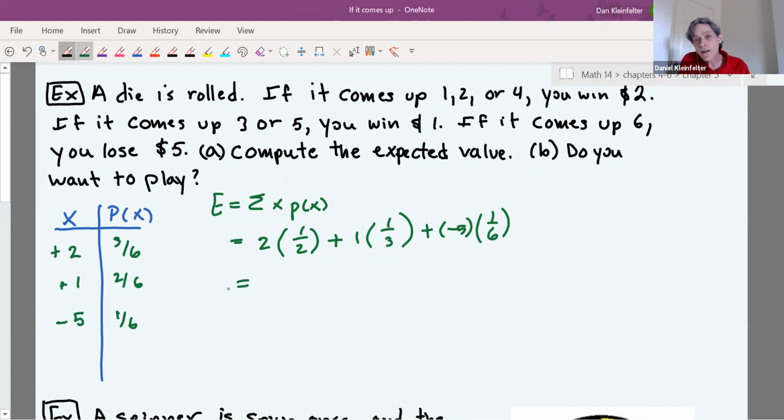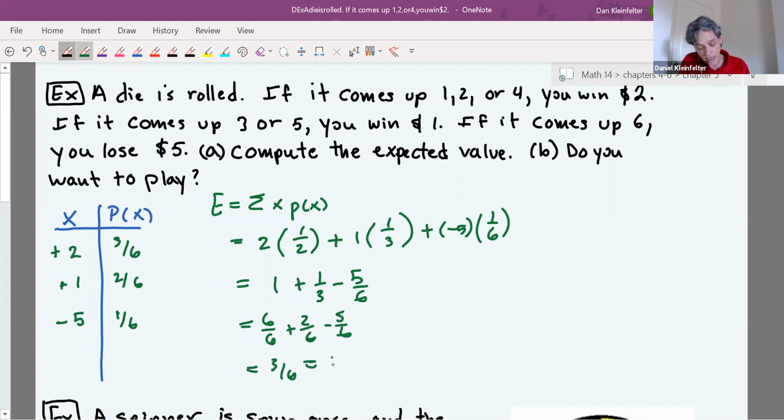Okay, so let's add all that up. So 2 times 1/2 is 1. We have plus 1/3 minus 5/6. Let me change all that to sixths. Okay, so that's 8/6 minus 5/6 is 3/6, and so that is a half. All right, so take a look at that, and let's see what exactly that means.